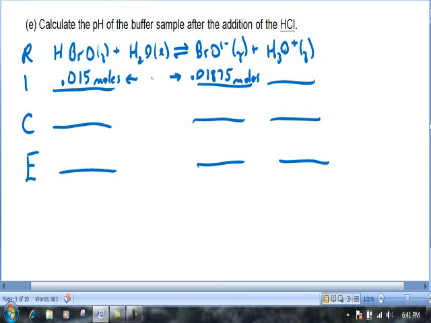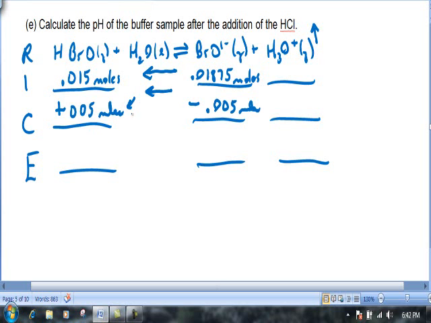When we add the HCl, the H3O+ concentration will increase. That's going to drive our reaction to the left. So for the change value, the amount of acid is going to go up, the amount of salt is going to go down. The size of the change is the number of moles of HCl that we add to our buffer system. Earlier, we determined we were adding 0.005 moles of acid, so as our reaction shifts left, the amount of change is going to be plus 0.005 moles as we shift left, and the amount of salt is going to go down by, or minus, 0.005 moles.